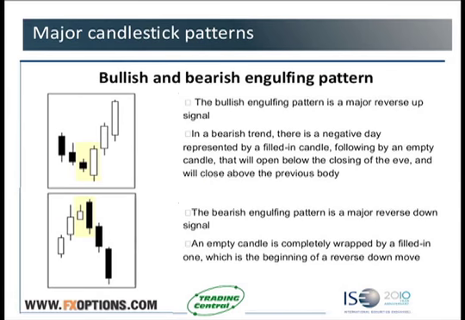The next major candlestick pattern is the bullish and bearish engulfing. Bullish and bearish engulfing are my favorite Japanese candlestick patterns. This is maybe the one I use the most because these candlestick patterns are very, very effective. The bullish engulfing pattern is a major reversal up signal, as I said, and in the bearish trend, there is a day represented by a black body.